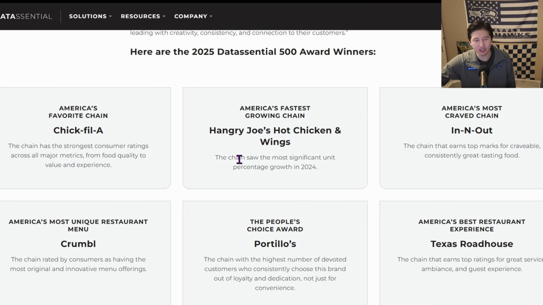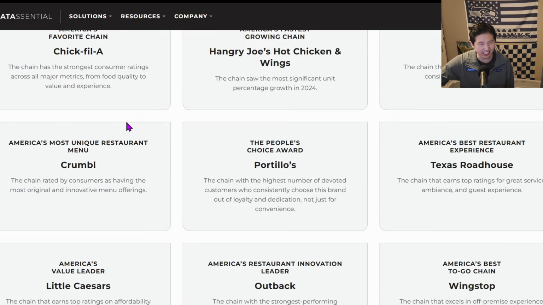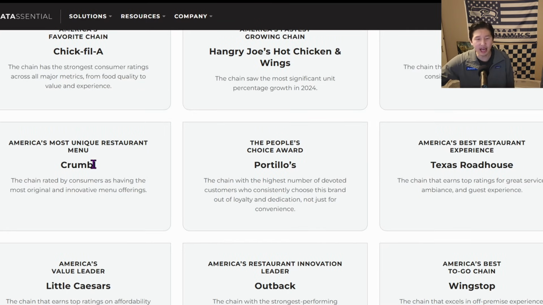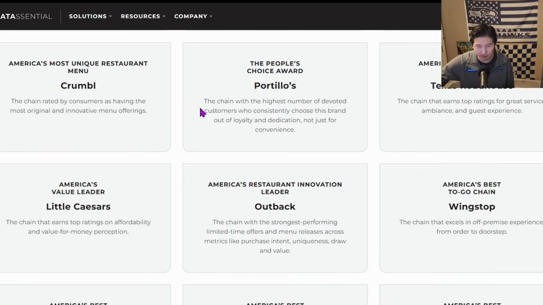And I think these ones all make sense to me. America's most craved chain is In-N-Out. America's favorite chain is Chick-fil-A. And then America's most unique restaurant menu is Crumbl. Dude, those cookies, they'll set you back like 600 or 800 calories for just one. America's best to-go chain, Wingstop. America's value leader, Little Caesars.